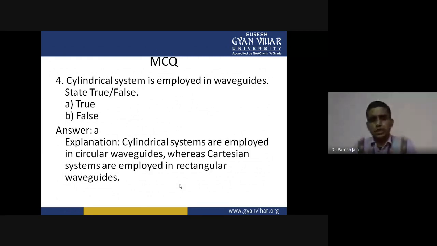So these are the types of waveguide: we have a rectangular waveguide and the circular waveguide. In the next classes, you will study the rectangular waveguide and the circular waveguide. The solution of these waveguides is based on the Cartesian coordinate system as well as the cylindrical coordinate system. So the coordinate system is very important for further studies and to understand the waveguide concept. So the answer is A, true.